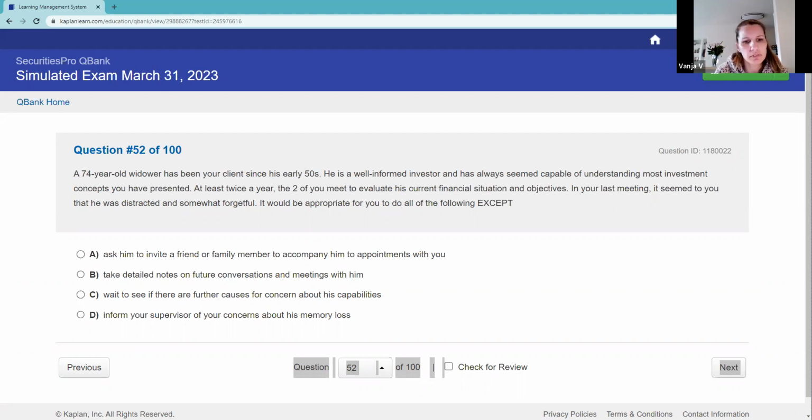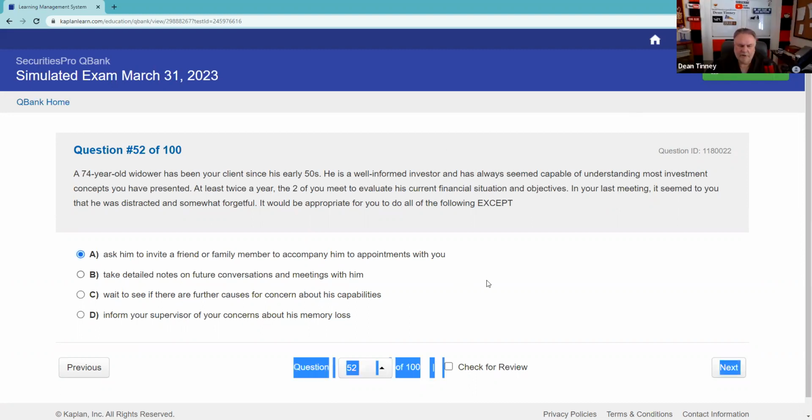That's appropriate. Wait to see if there's future causes to concern about his capabilities. He can do that. Take detailed notes, that's for sure. I'm not so sure about the family friend. Ask him to invite a friend or family member to accompany him to appointments with you, if they're not assigned to him in a sense. I don't think a phone a friend in this situation is, well, yeah, you missed it.